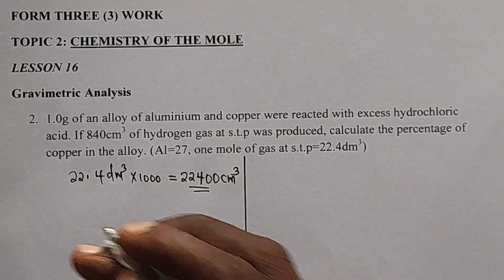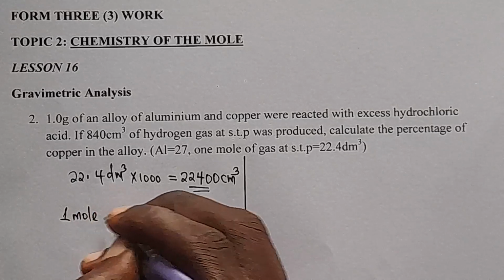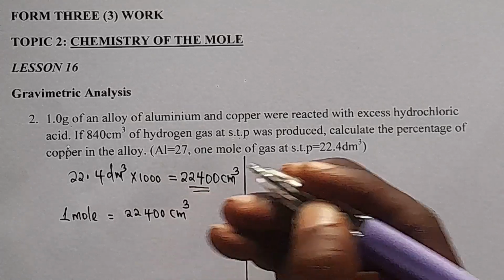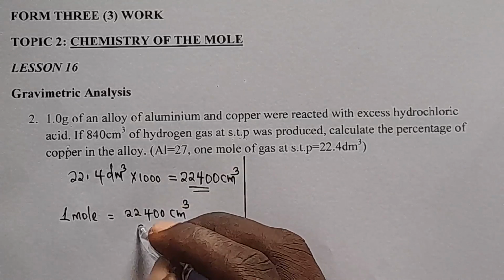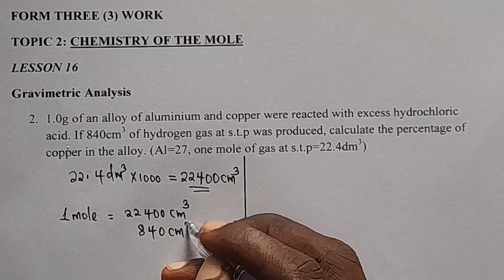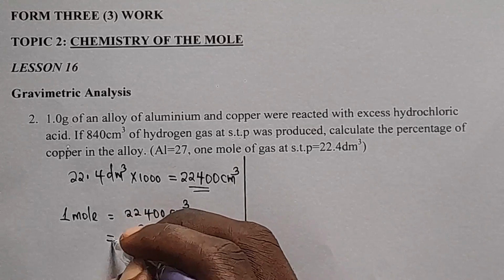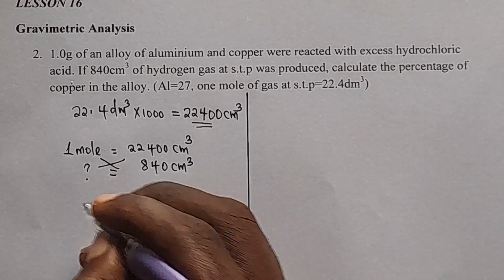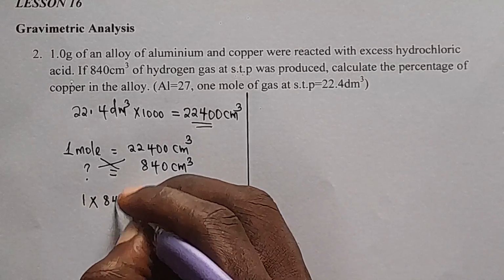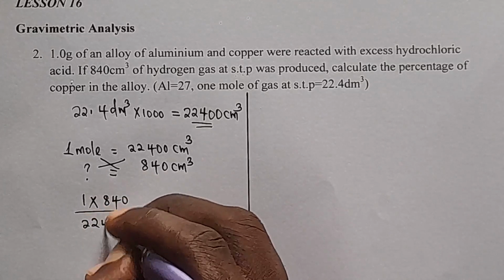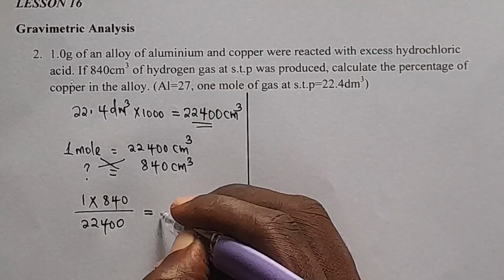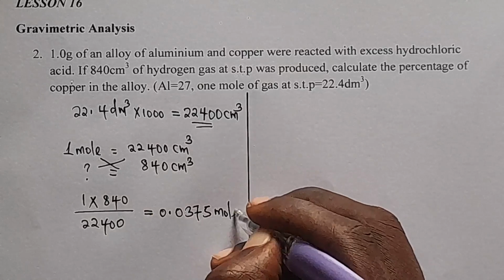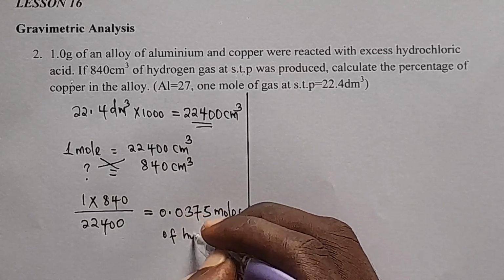Okay, next, we are told 1 mole of the gas at STB is equal to 22,400 centimeter cube as the volume. So what about 840 centimeter cube as the volume of the hydrogen gas produced? So there, we can get the number of moles of hydrogen gas. So we are going to say 1 times 840 divided by 22,400 centimeter cube. This will be equal to 0.0375 moles of hydrogen gas.